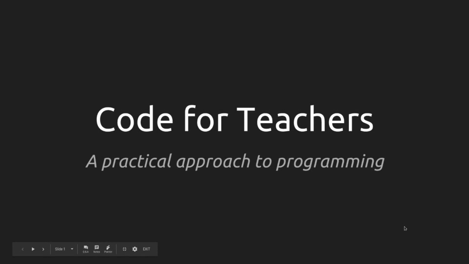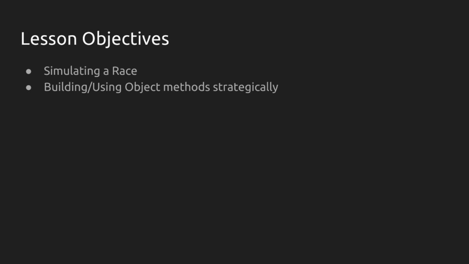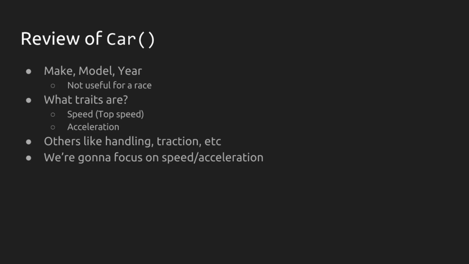I'm Michael Taggart, and this is Chapter 6, Objects. In this section, 6.2, we're going to create a race, the Python 500, or 500,000. So this is a very simple lesson. We're going to build a race, and we're going to do so using object-oriented programming, building on what we've already done, creating the car class.